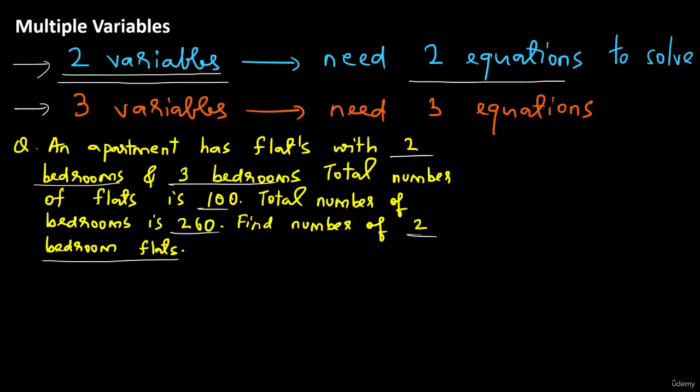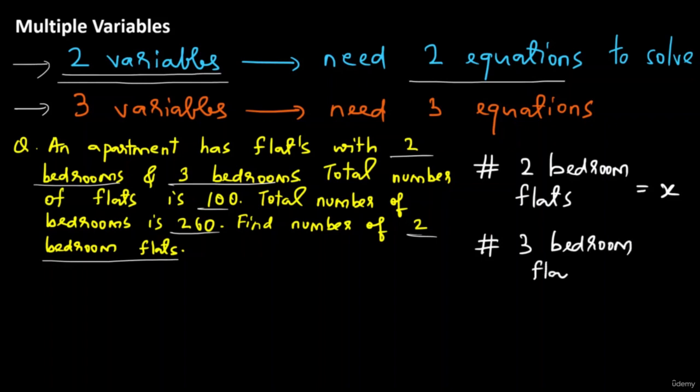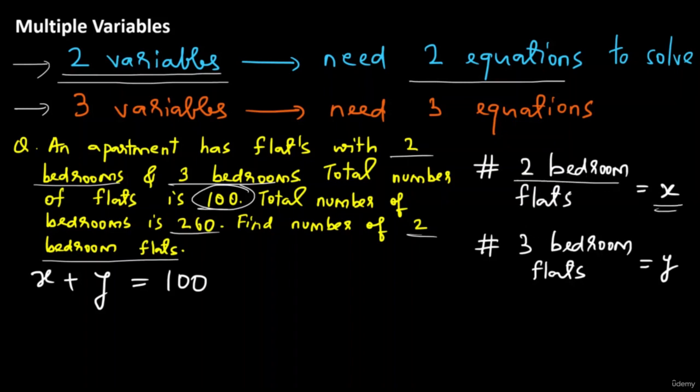Now to solve this, let's take the number of 2-bedroom flats as X and the number of 3-bedroom flats as Y. Now, it's given that the total number of flats is 100. So that means X plus Y is equal to 100, right? Now, X flats have 2 bedrooms. So what's the total number of bedrooms from these X flats?